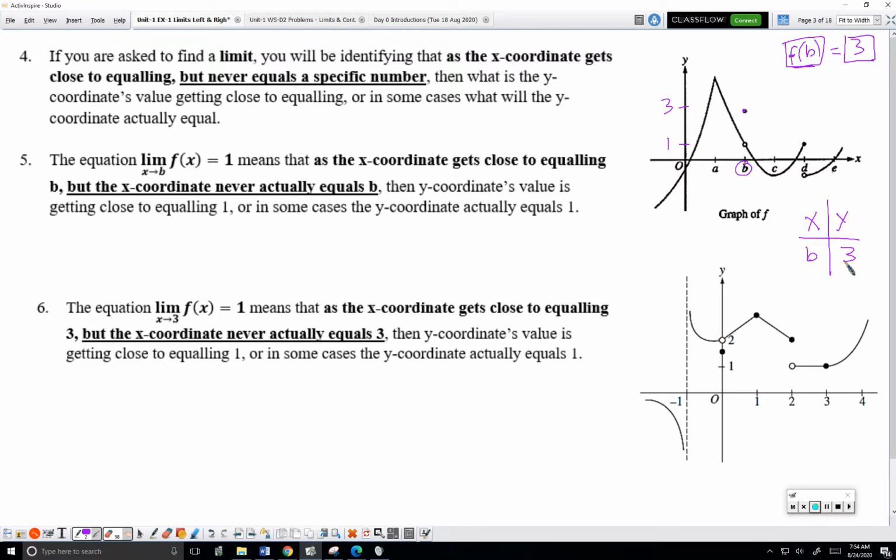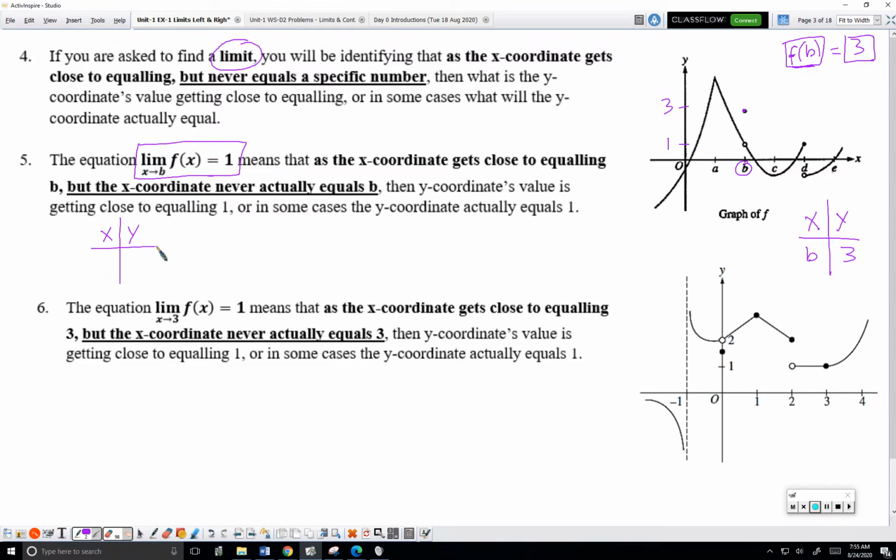Cool. Okay, the new idea for calculus is the idea of finding a limit. But if this makes sense to you, this idea that f of b is exactly 3, then finding a limit really isn't that difficult, because we're still just dealing with x and y coordinates. If we make a little table here again, the only difference is that when we're finding a limit, we don't allow the x coordinate to actually equal b.